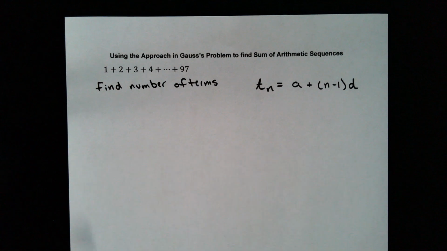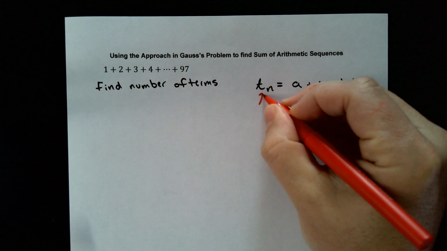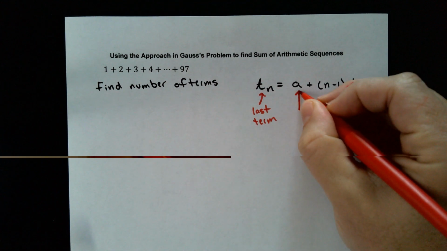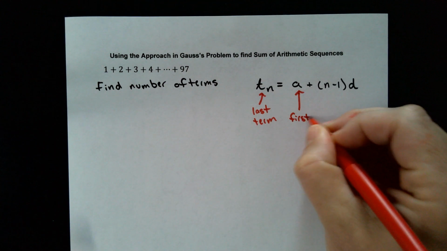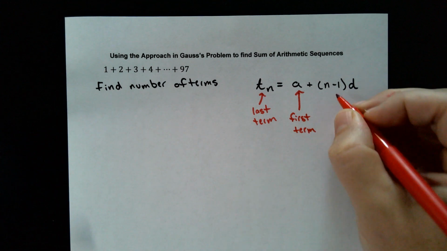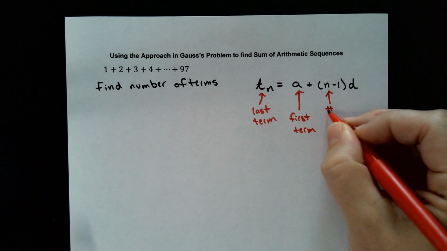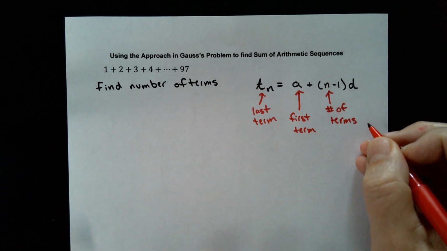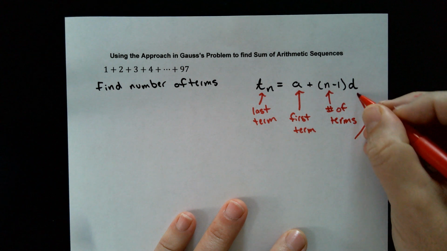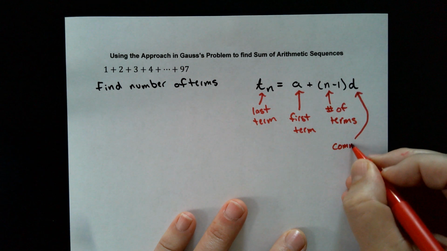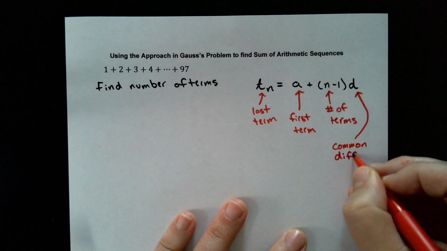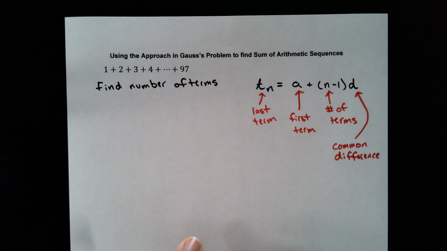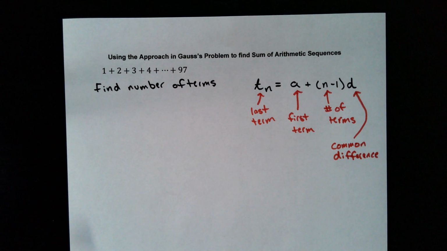Okay, so here's what these things represent. This is your last term. This is your first term. This is your number of terms, which we don't have. That's what we're going to try to figure out. And then this is what we call the common difference. The common difference is the difference between one term and the very next term next to it. So how much did it change by?